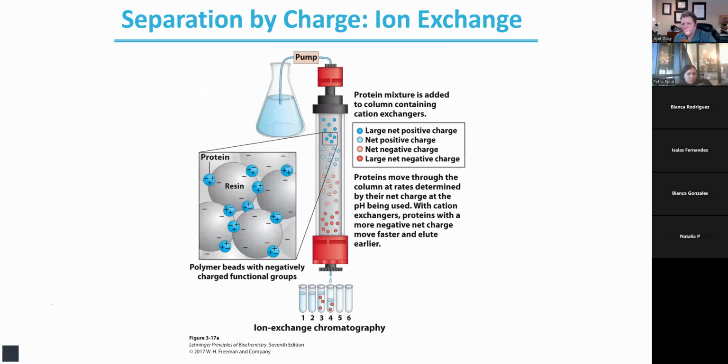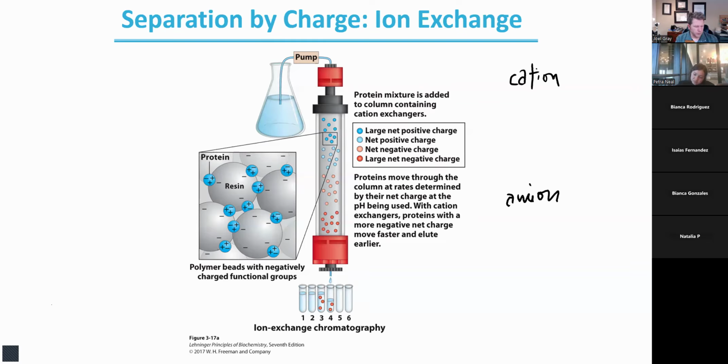Now, let's talk about our first type of column chromatography, specific column chromatography known as ion exchange chromatography. Ion exchange chromatography is a separation technique based on charge. There are two different types of ion exchange chromatography, cation and anion.